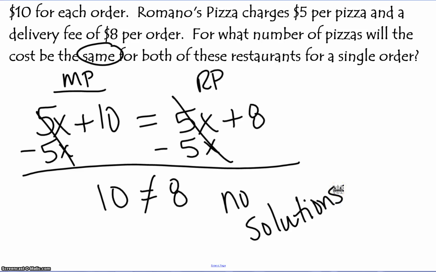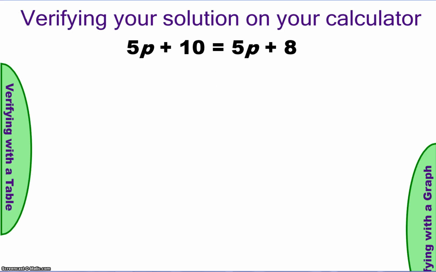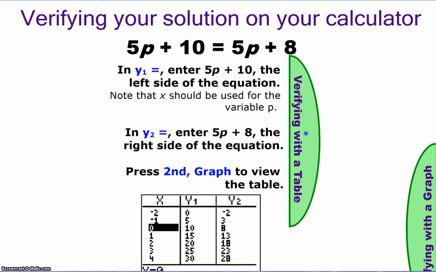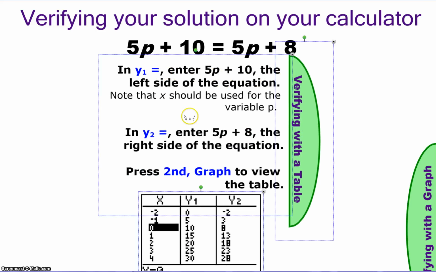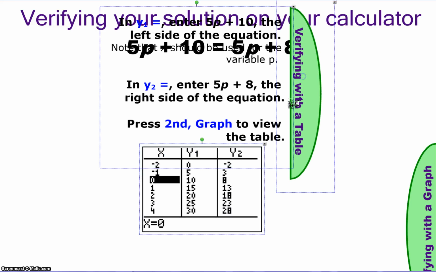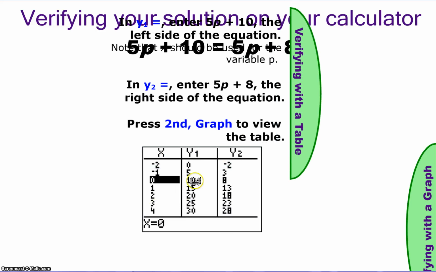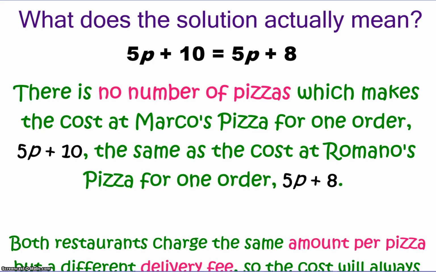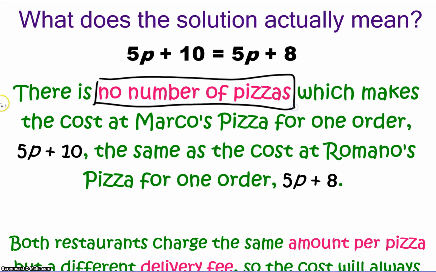All right? So let's go into detail here. Let's go ahead and look at what our calculator would say. If we entered 5p plus 10 in y1 and 5p plus 8 in y2, you'll notice that you're never going to get the same number in y1 and y2, and that tells you that you will not have a solution for this problem. So let's see what it means right here. There is no number of pizzas which makes the cost at Marco's Pizza for one order the same as the cost at Romano's. There are no number of pizzas.